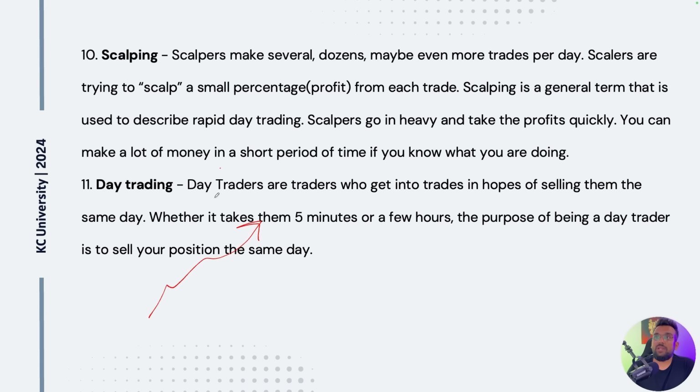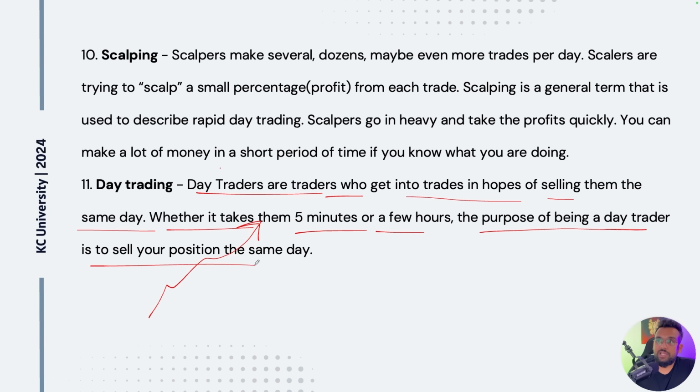Day trading. Now, what is day trading? Day traders are traders who get in stocks hoping to sell them the same day. If they buy at 9:30 Eastern time, they can sell at 9:50. They can sell at 10:30 or 11:30, anytime before the market close. Whether it takes them 5 minutes or a few hours, the purpose of being a day trader is to sell your position the same day. If you open your position on March 1st, you close your position on March 1st as well, same day.